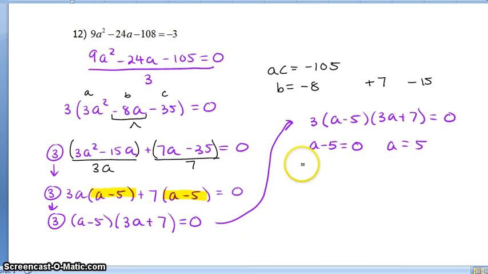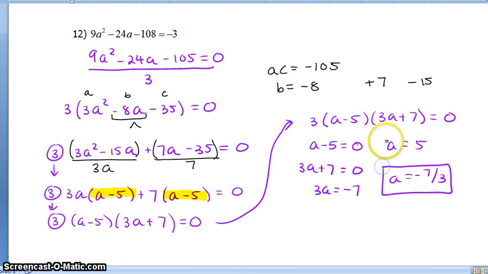And then for this one, we get 3a plus 7 is equal to 0. So we get 3a is equal to negative 7, and a is equal to negative 7 over 3. Now with geometry, we should always check for extraneous answers, but since this isn't a triangle or a length, we're okay with both of them. And we're done.